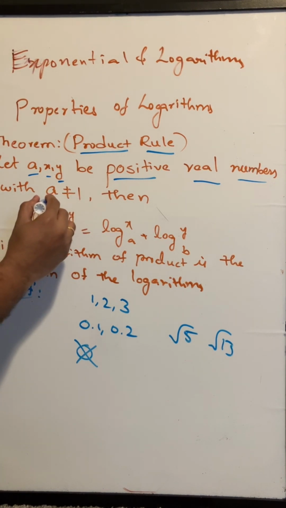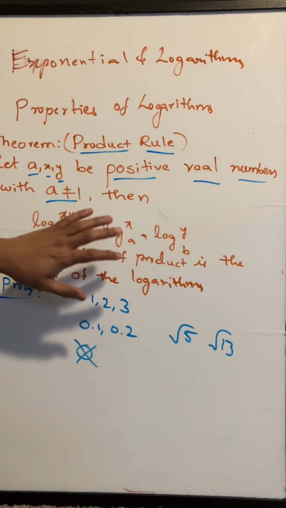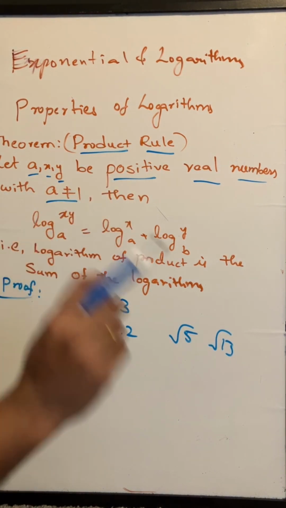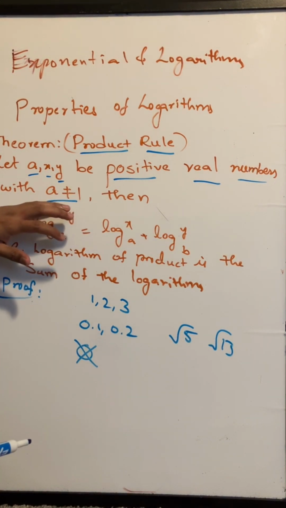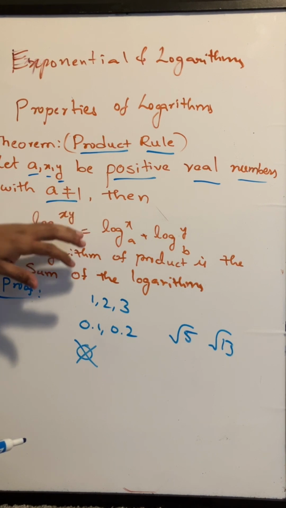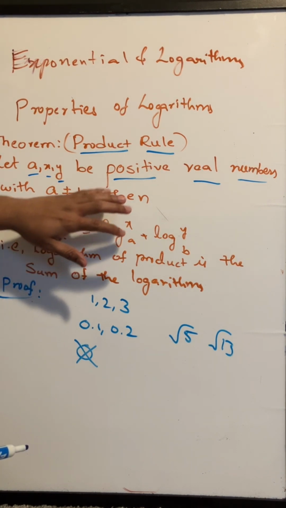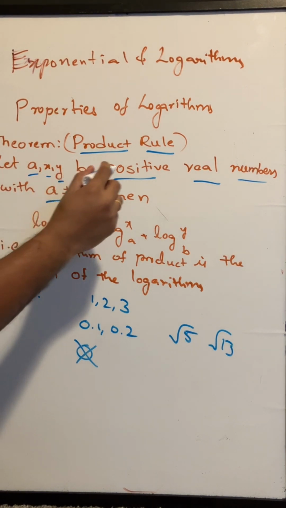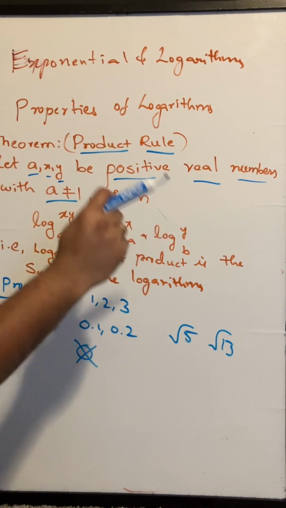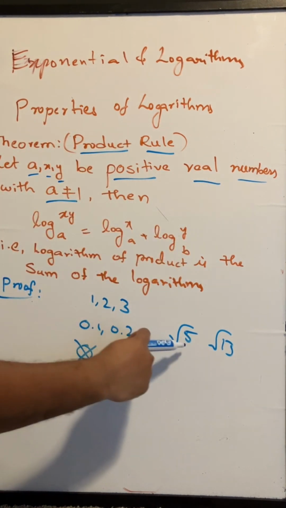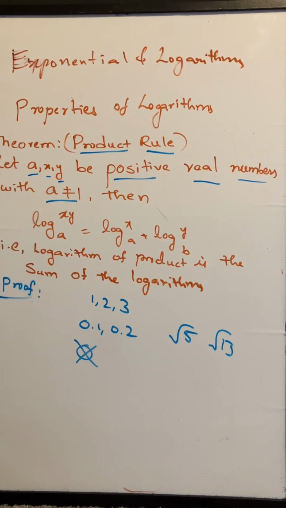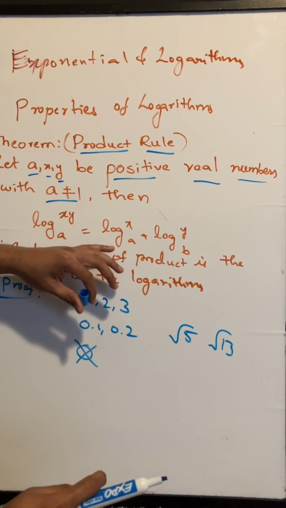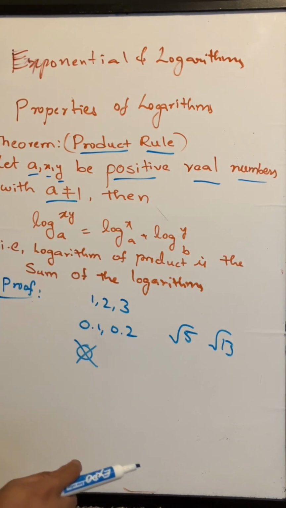So we already learned why a can't be 1. We already explained it with the graphs and other ways. So a can't be 1. Positive means 0 is not included, and he also excluded 1 with a special condition, a not equal to 1. He wrote it specially. So this is all he is trying to say in this statement: let a, x, y be positive, nonzero real numbers. It could be any of these numbers, and with the special condition a not equal to 1, then only this applies. Prove it.